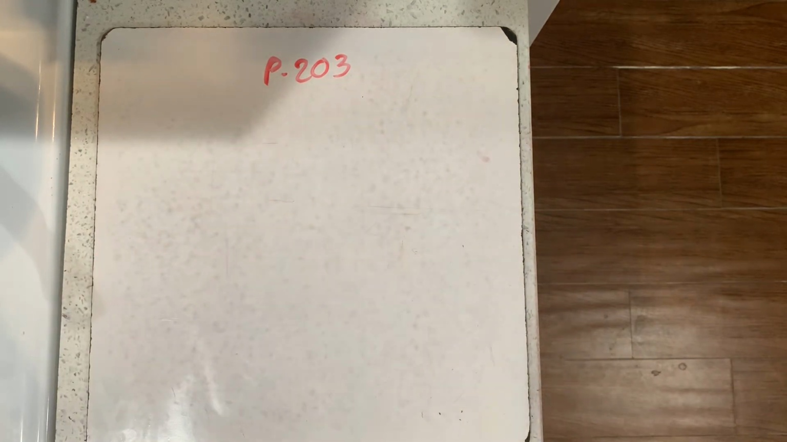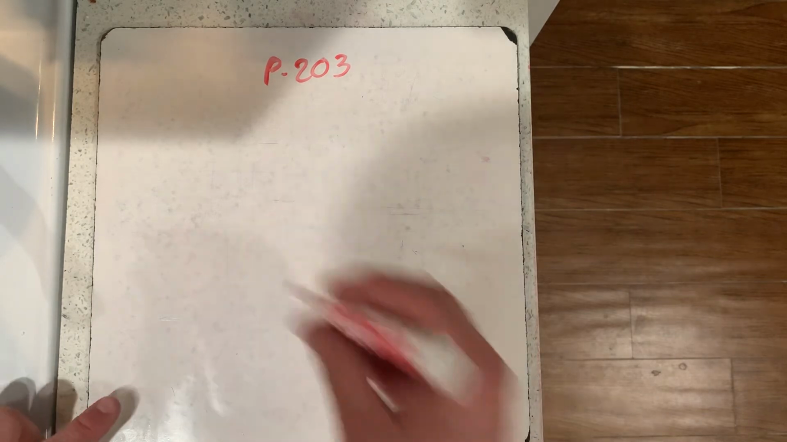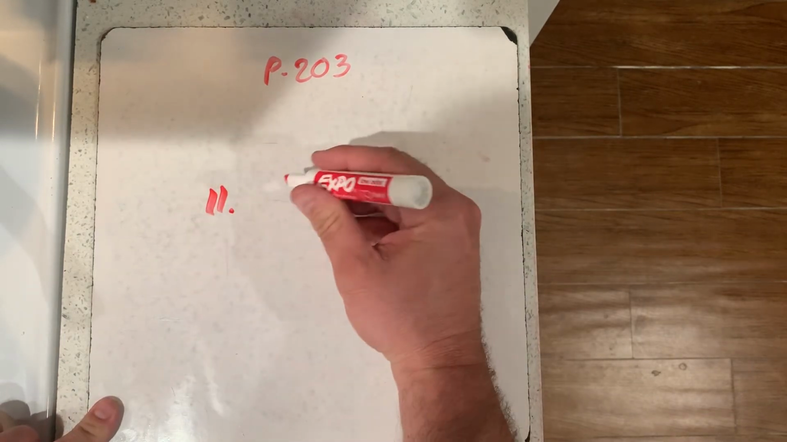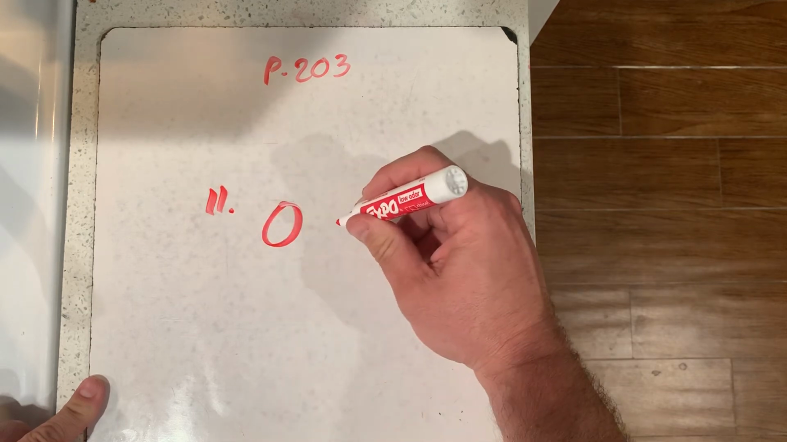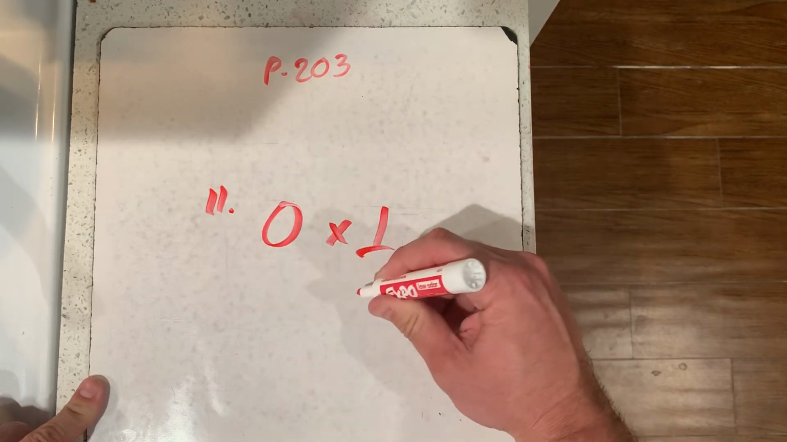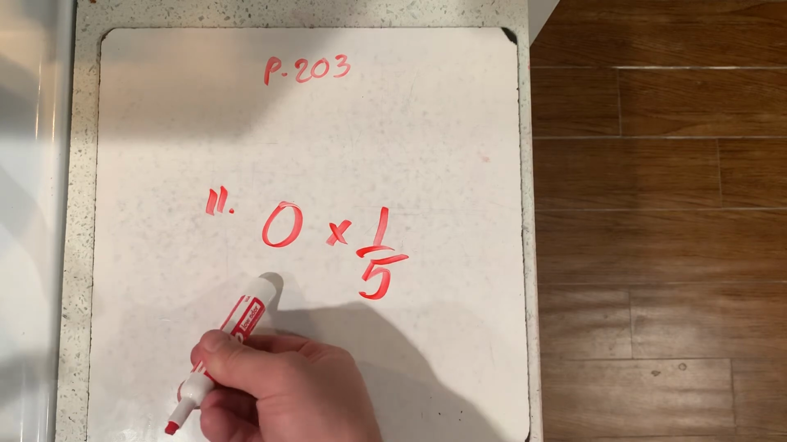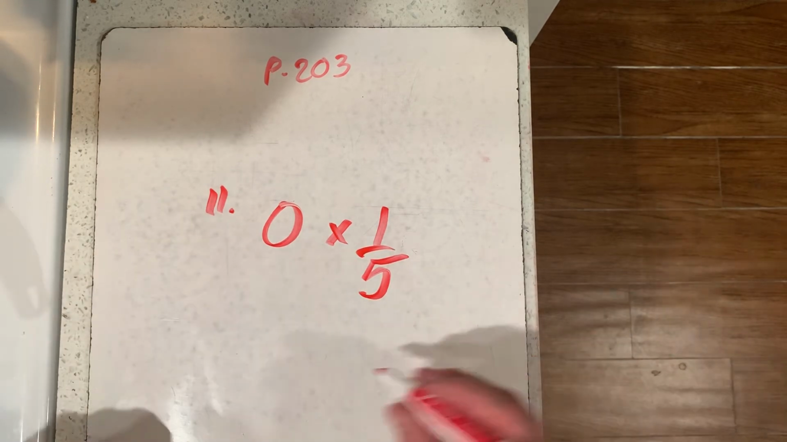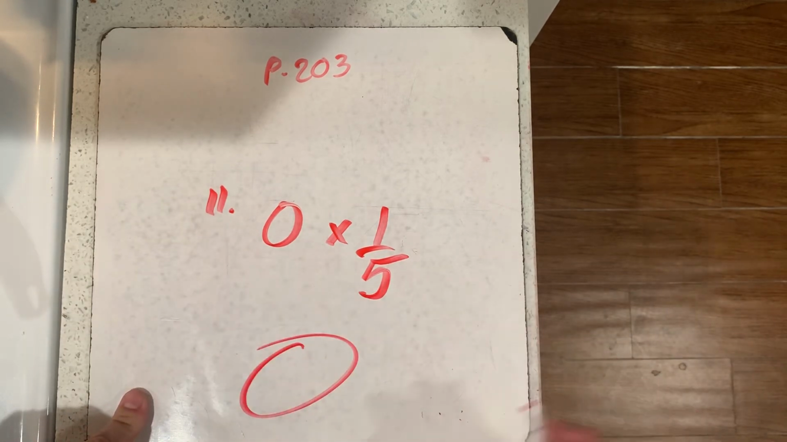Last one I'm going to show you is on page 203, number 11. It should be super simple: 0 times 1/5. I know what you guys are saying already, Mr. Dallas, anything times 0 is 0, right?